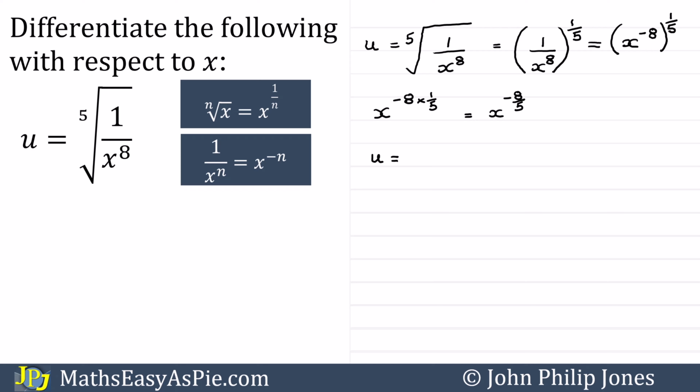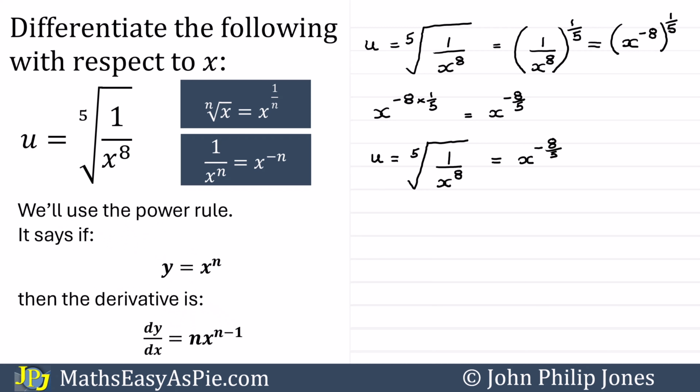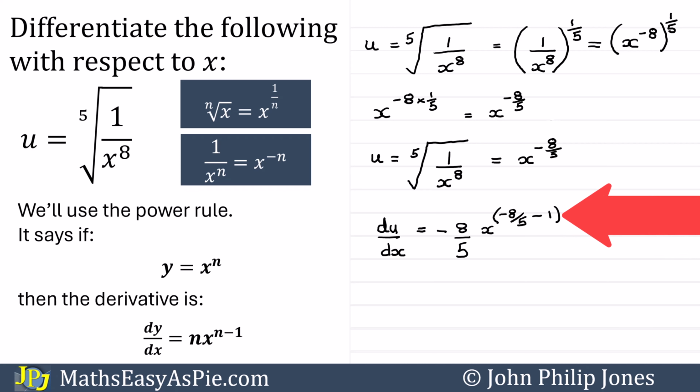We started off with u equals the fifth root of 1 divided by x to the power 8. And we found we can write this as x to the minus 8 divided by 5. We can now move forward with this power rule here. So we can say du dx is going to be equal to, well, we're going to bring this power down, the minus 8 over 5, and we're going to multiply the x by that, and from the minus 8 over 5, we're going to subtract 1.